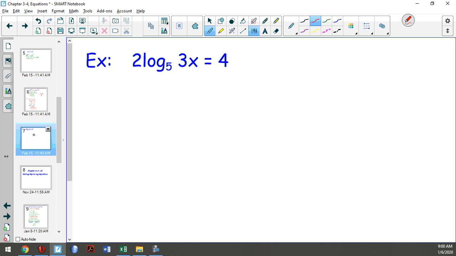What do I do here? What do you think? Yep. I would divide both sides by 2. Log base 5 of 3 times x, sorry, is equal to 2. Now what?